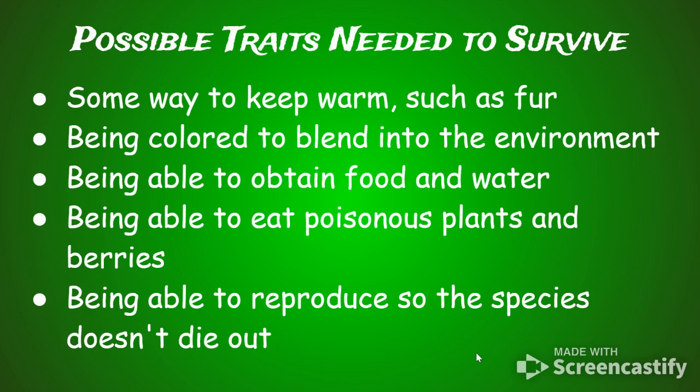Being able to obtain food and water easily is another very important one, since without food and water you'd surely die. Being able to eat poisonous plants and berries may also be a necessary one to survive here. Some of the birds that live in poor conifer swamps are able to eat poisonous berries. Being able to reproduce so the species doesn't die out is also an important one.